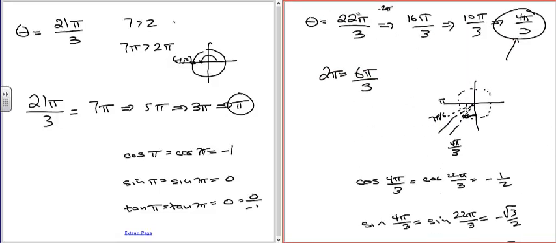So the key thing here is that if you have a number that is greater than 2π, you subtract 2π, or the equivalent, until you get a number that is between 0 and 2π. And then you can just use the unit circle to find the coordinates for this angle. The coordinates give you x is cosine, y is sine, tangent is sine over cosine.